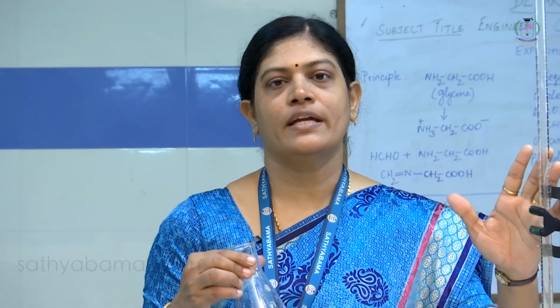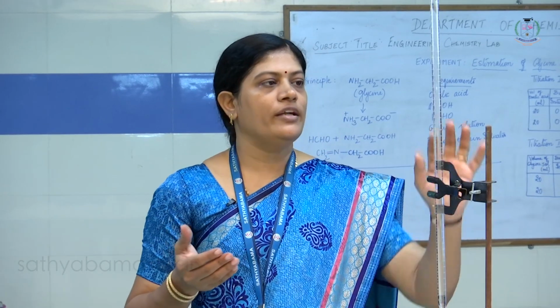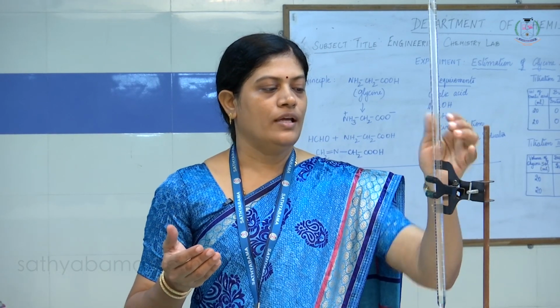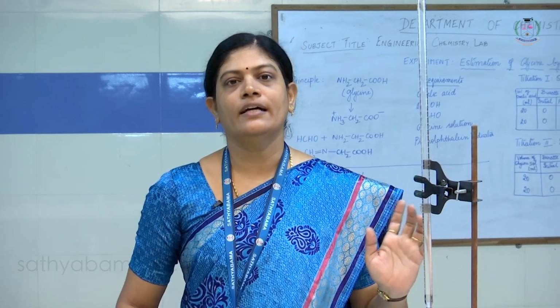The titration has to be repeated, taking oxalic acid in the flask and sodium hydroxide in the burette. Let us say the concordant value is 30 ml. So, that has to be entered in the table.